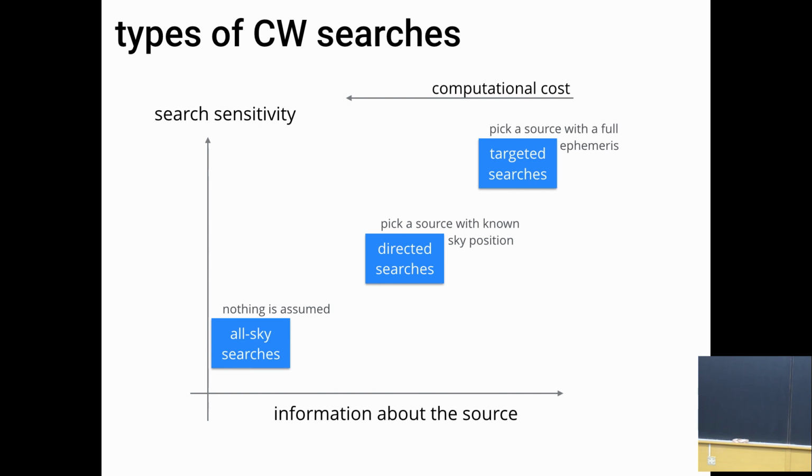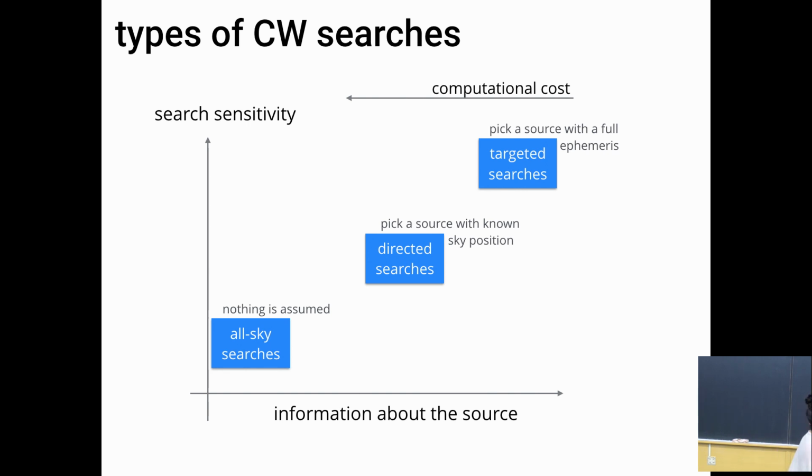So this gets a little bit jargony, but there are, roughly speaking, three categories of searches. You could have your targeted searches. This is a rough figure showing search sensitivity going up on the vertical, how much information you have about the source going to the right, and computational costs increasing to the left. So you could do a targeted search where you have a source with a full ephemeris, so a known pulsar. You know exactly how it's rotating.